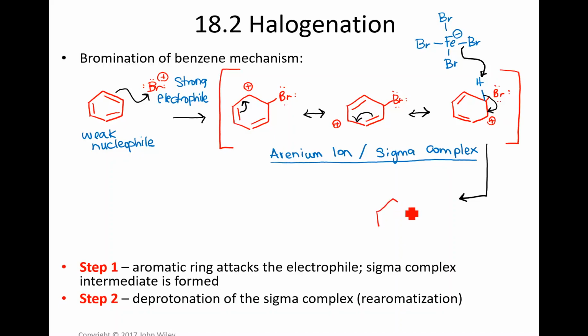So then the product is our aryl bromide, and we also formed some of the catalyst again. So the iron tribromide and HBr. And those are just our inorganic byproducts.